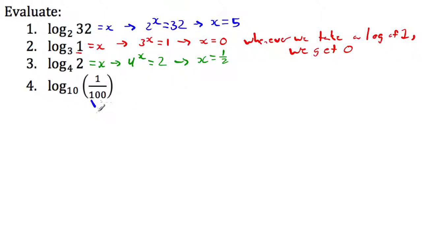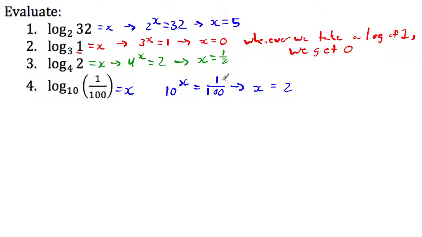And finally here, this one's tricky because it's a fraction, but if we say that this is equal to x, we can rewrite this as 10 to the x power is equal to 1 over 100. Remember your exponent properties. If I have 10 to the x power is equal to 100, it's easy to see that x would be equal to 2.